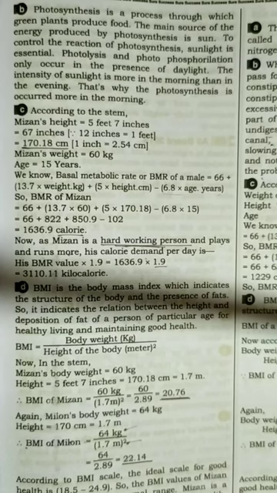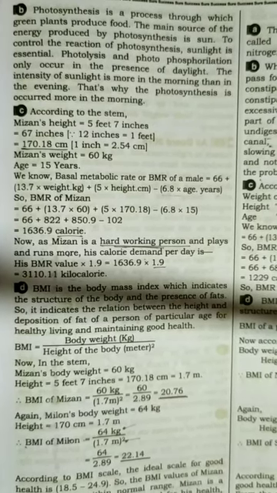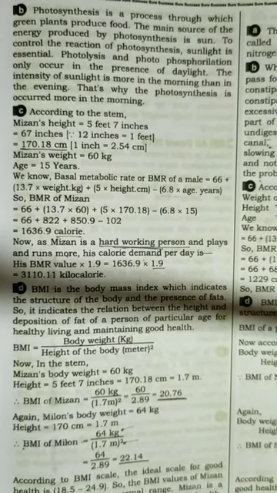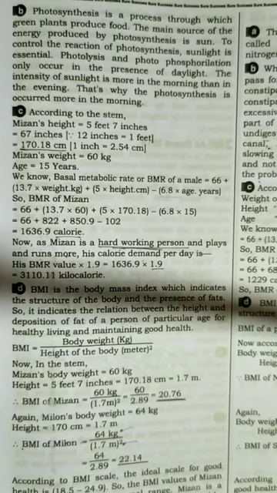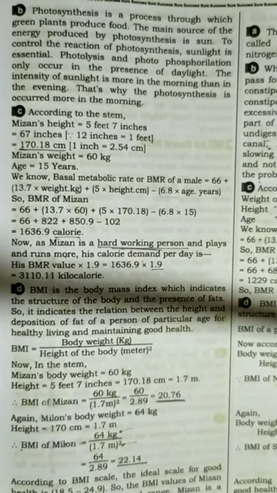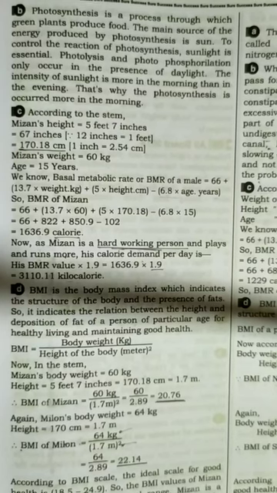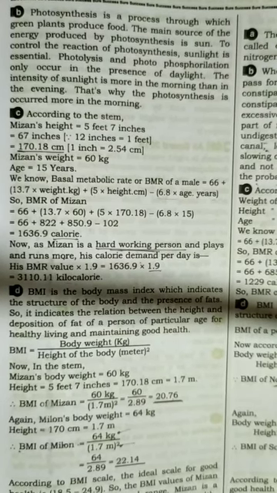Our next question: why does photosynthesis occur more in the morning? Photosynthesis is a process through which green plants produce food. The main source of the energy used in photosynthesis is the sun. To control the reaction of photosynthesis, sunlight is essential.